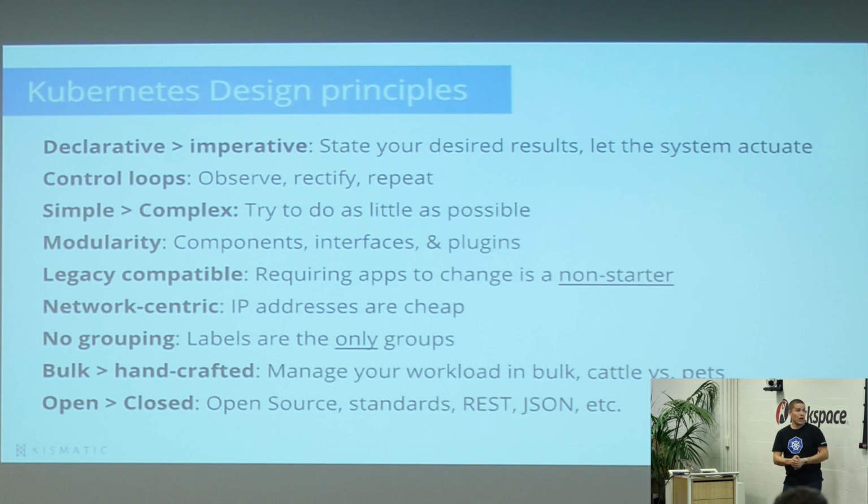Grouping. There actually isn't a notion of grouping in Kubernetes. What you do is you label things and you query against those things. So you apply arbitrary key value pair labels to any object in Kubernetes. And in order to provide that closed loop, desired state, current state functionality, you select against those labels.